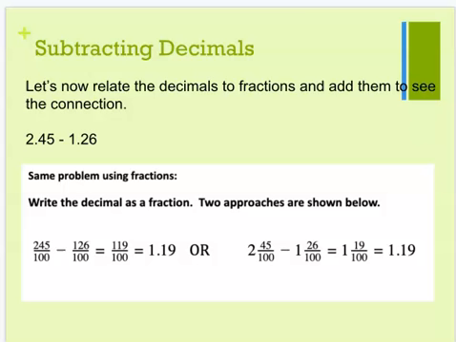Again, your traditional algorithm works, but you should be connecting the whys and really relating this to your whole number algorithm or your whole number procedure with base 10 blocks, and connecting it with fractions so you solidify that fraction understanding. I hope that helped with adding and subtracting decimals.